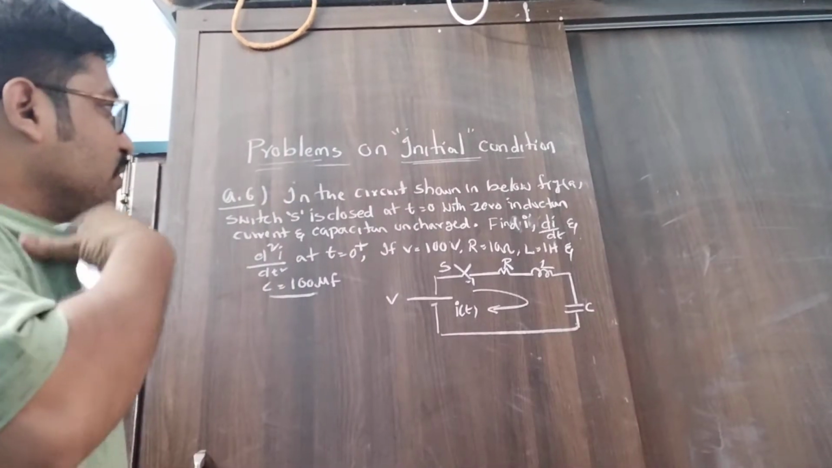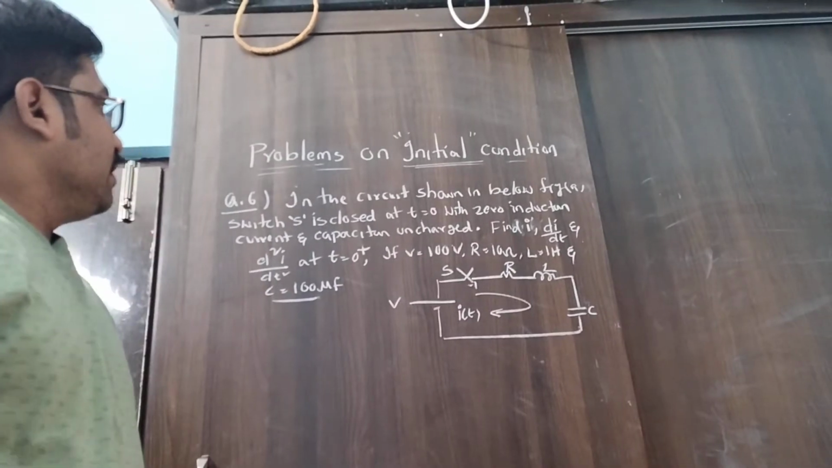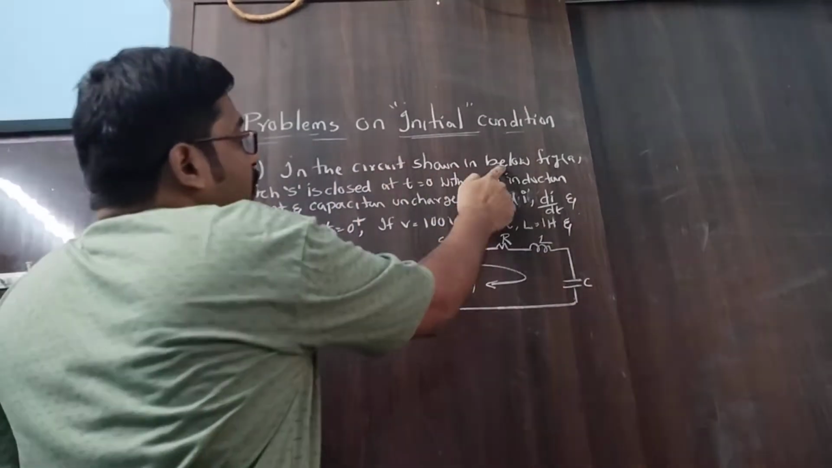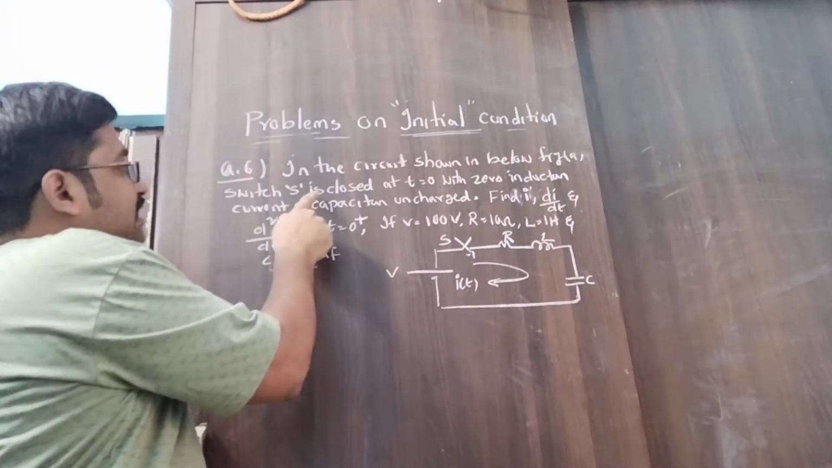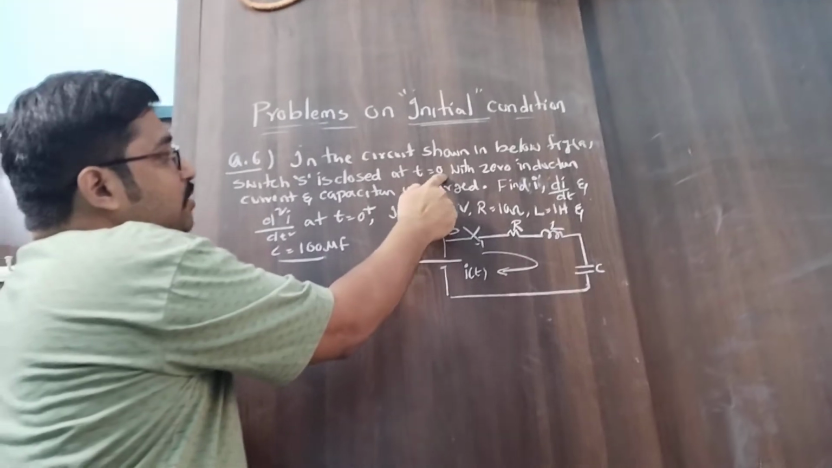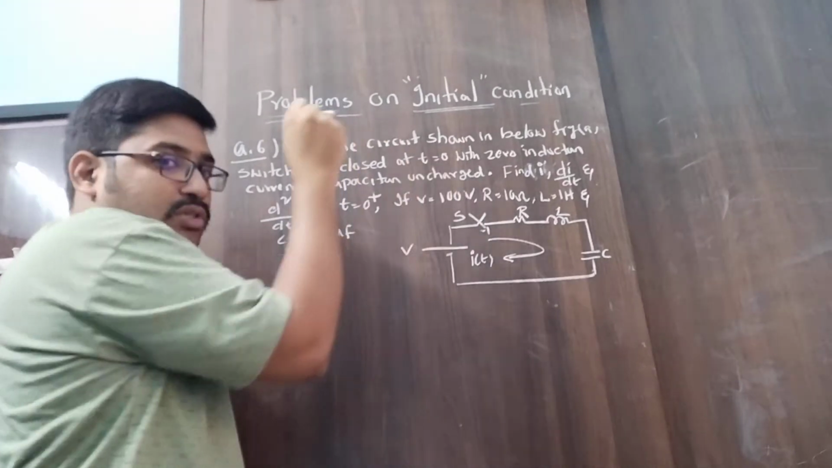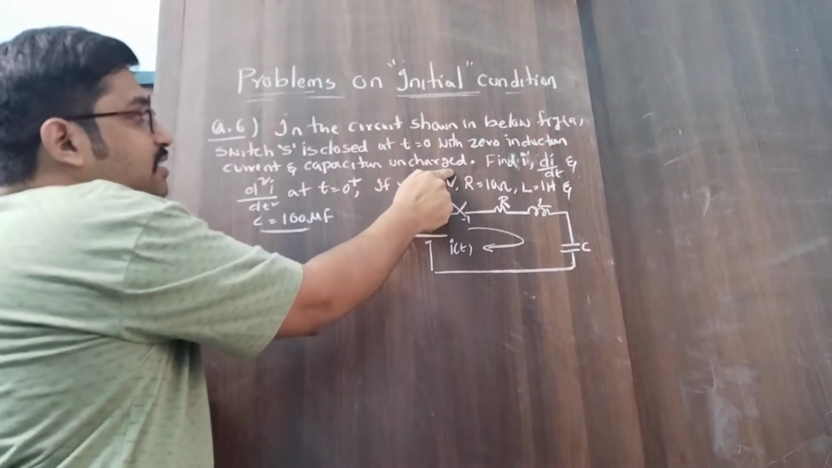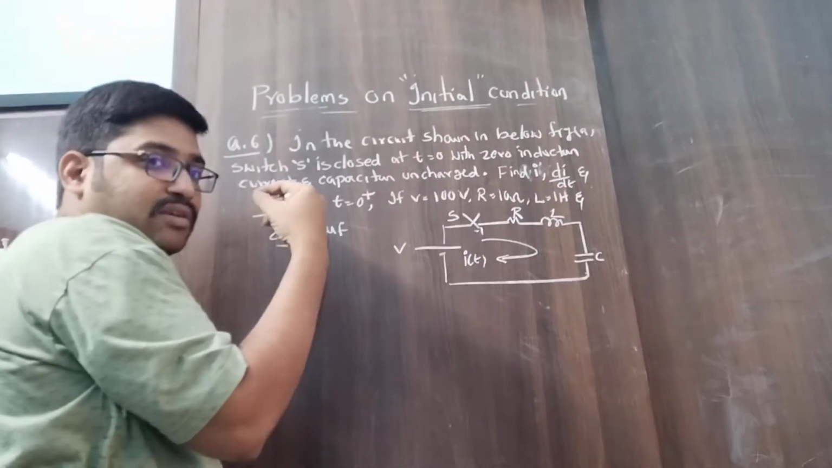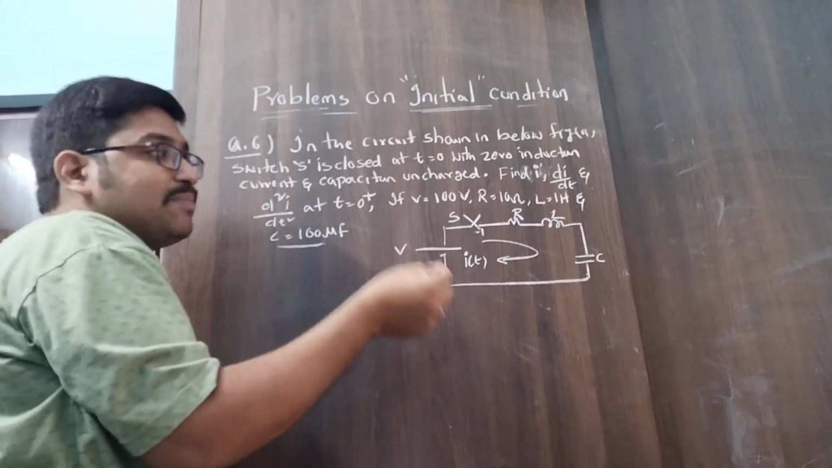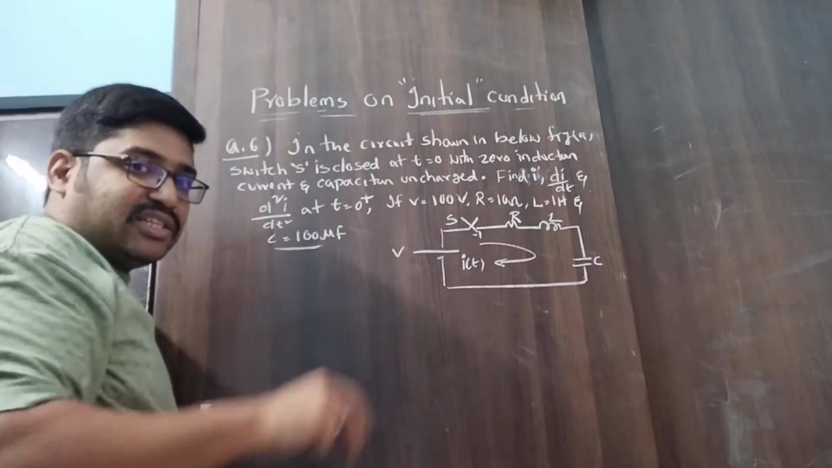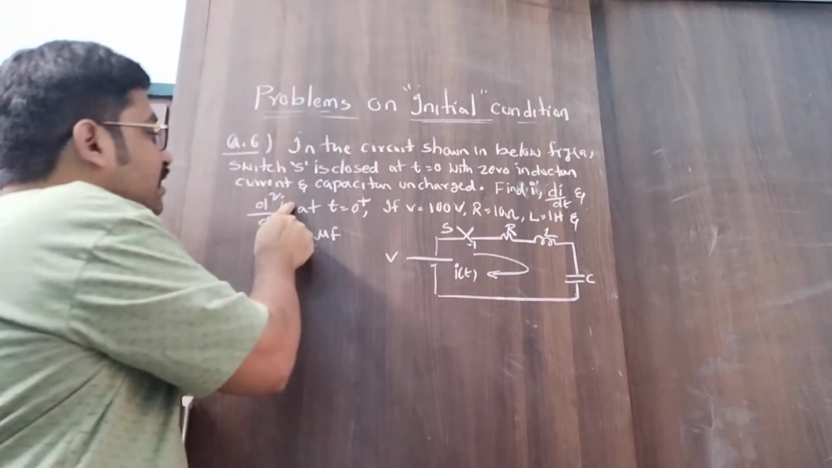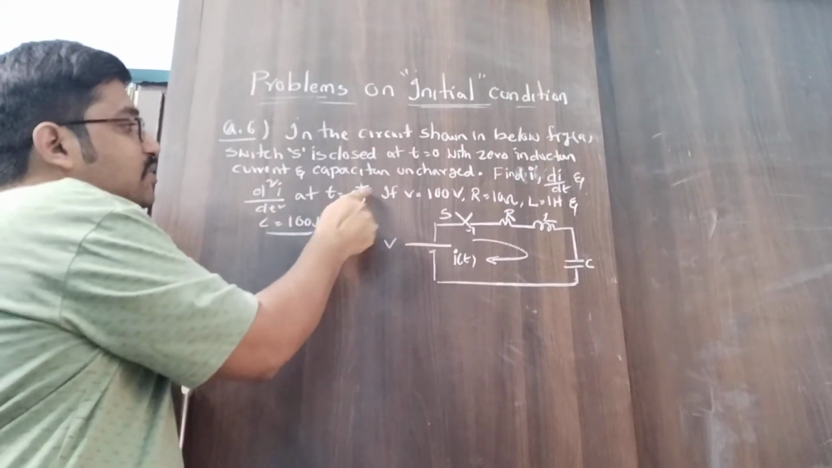Today we are going to solve the problems on initial conditions. This is question number 6. What I have given notes to you people. In the circuit shown in the figure below, switch S is closed at t equal to 0. At t equal to 0, the switch is closed with zero inductor current and the capacitor uncharged. So zero current is flowing through the inductor, and at the same time the capacitor was completely uncharged. You are requested to find current i, di/dt, d²i/dt² at t equal to 0 plus.